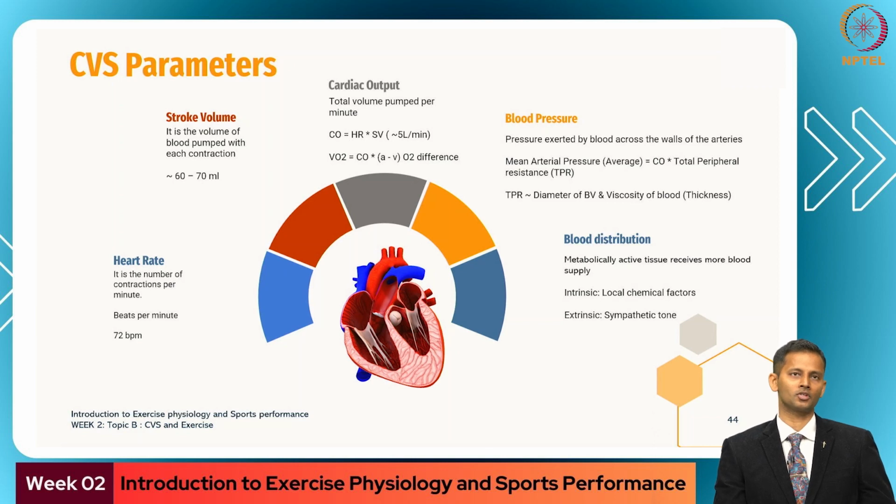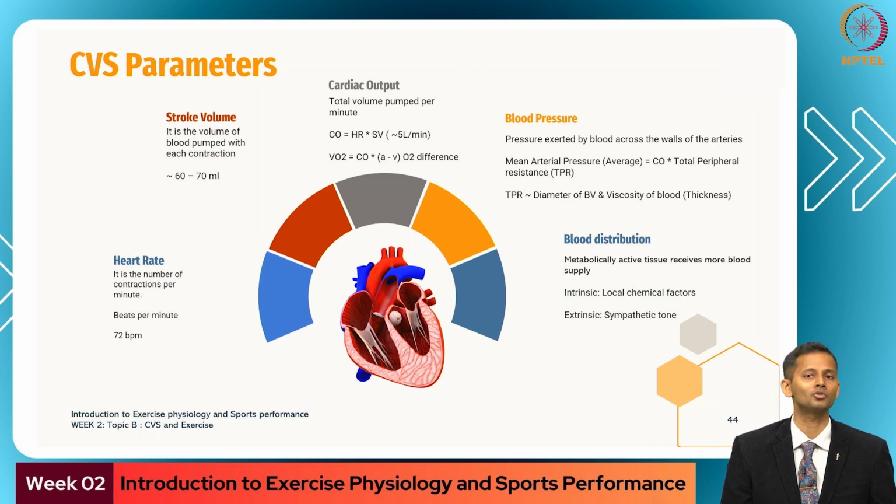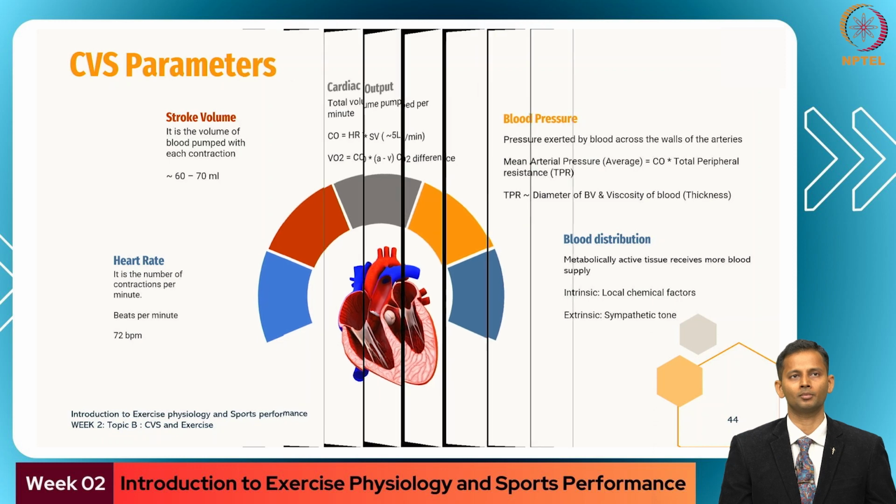So the CVS parameters that we saw were basically heart rate. In depth, we saw about heart rate in part 2. Now in this part 3 session, we will cover in detail the other CVS parameters and a few applications as well. The other parameters are the stroke volume, cardiac output, blood pressure, which is the pressure exerted across the walls of the blood vessel, and blood distribution, which is how well the body is able to distribute blood to the needy organs. So that's what we are going to see.